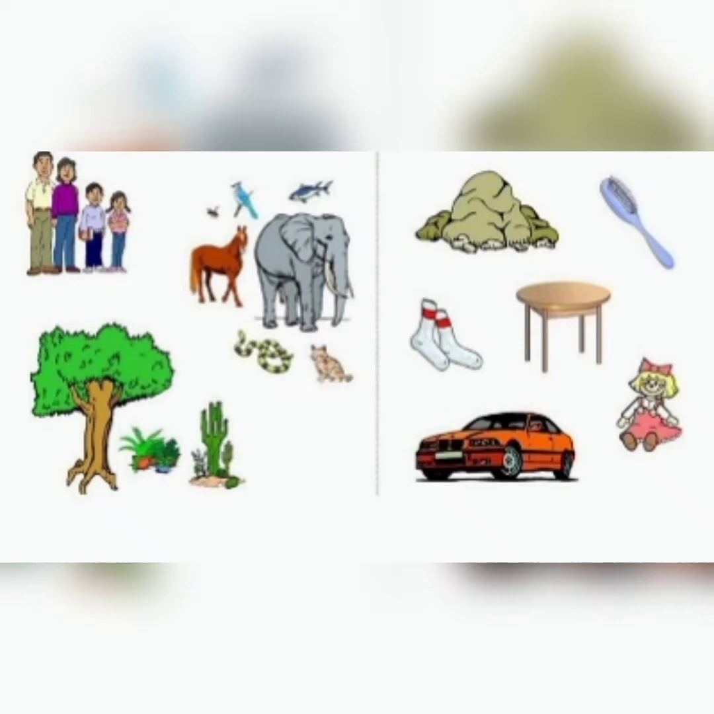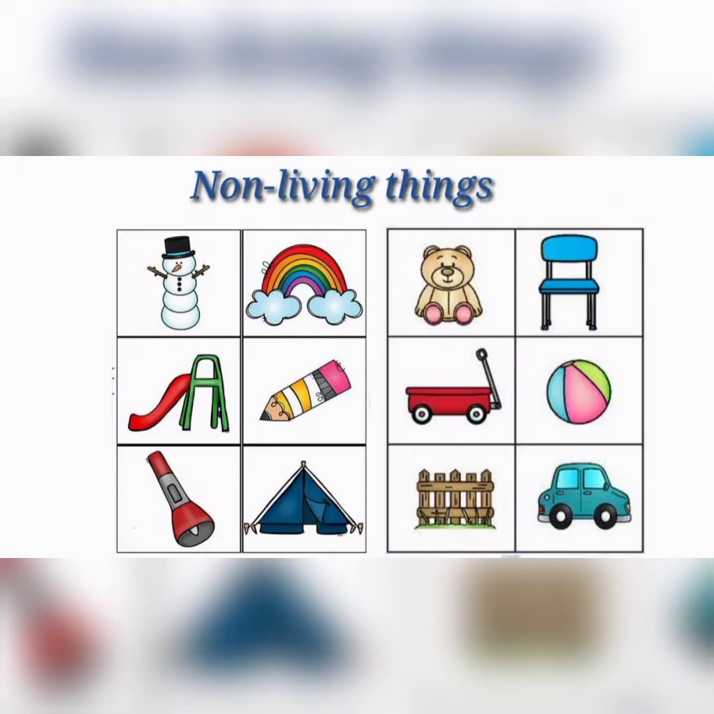Next one is non-living things. Non-living things that are made by people are called man-made things, just the opposite of the character of living things. The things that are not alive are called non-living things. And here we can see the word man-made things. The things that are made by man, made by people, are called man-made things.